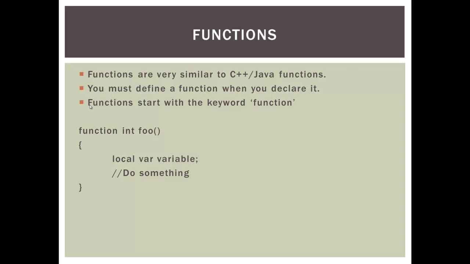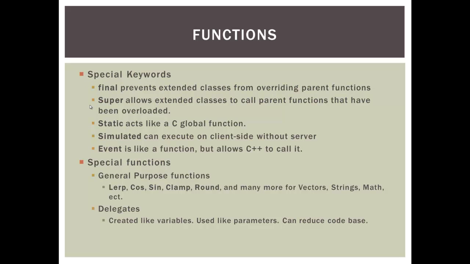So functions are very similar to C++ and Java, just like we saw. You have to define a function when you declare it, unlike C++, where you can actually define functions separate from their declarations. In UnrealScript, the function declaration and the definition are one and the same. Make sure your functions start with the keyword function, so that you can tell UnrealScript, I'm defining a function here. Also, you'll see that local variables have to start with the keyword local and must be declared at the top of the function, just like Andy said.